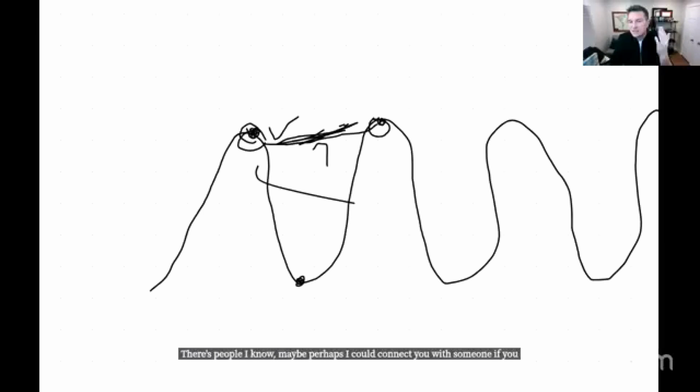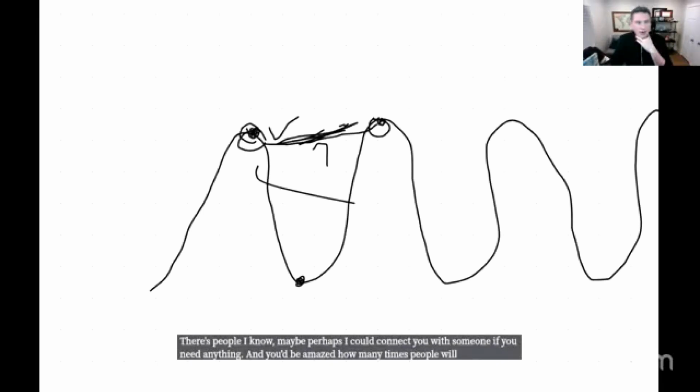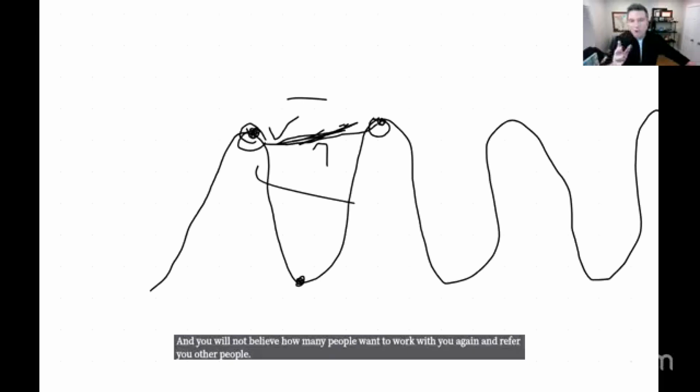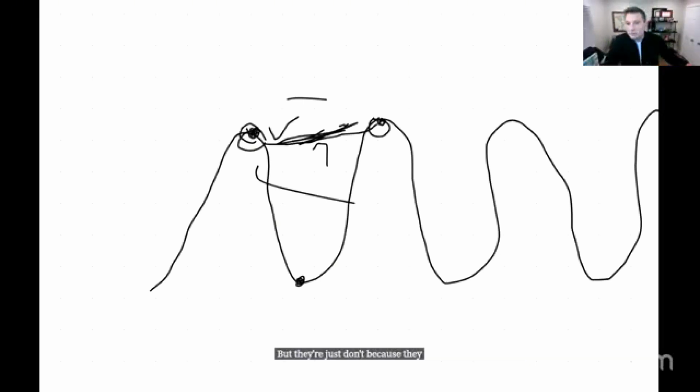And you would be amazed how many times people will say, no, we're great, but they're just so happy that you checked in on them. And there's lots of great scripts for those things, but that's the simple activity they do. And you will not believe how many people want to work with you again and refer you other people, but they just don't because they simply forgot who you are.